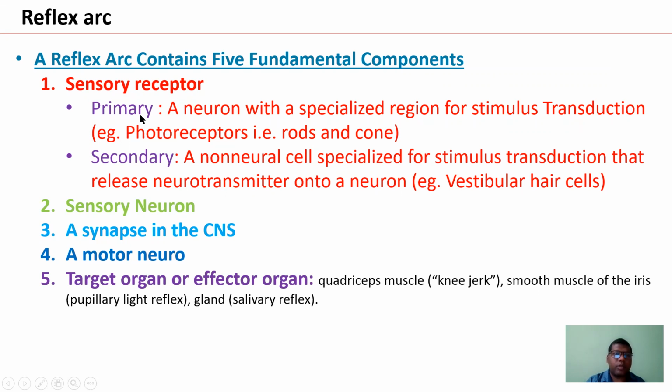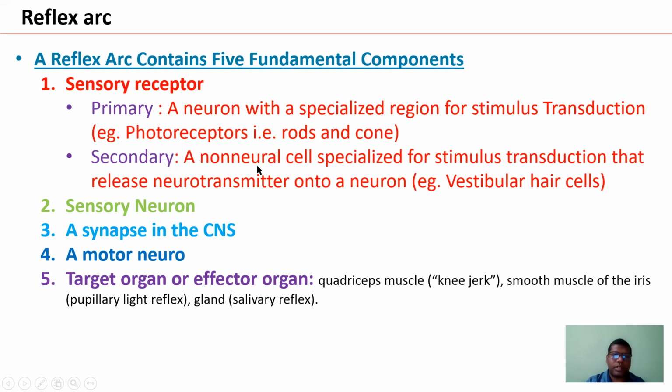Sensory receptors are of 2 types. Primary: a primary sensory neuron is a neuron with a specialized, modified region at the end of the neuron for stimulus transduction. That portion of the neuron converts the stimulus into action potential. For example, photoreceptor rods and cones convert electromagnetic waves, that is light, into action potential so that the CNS will understand.